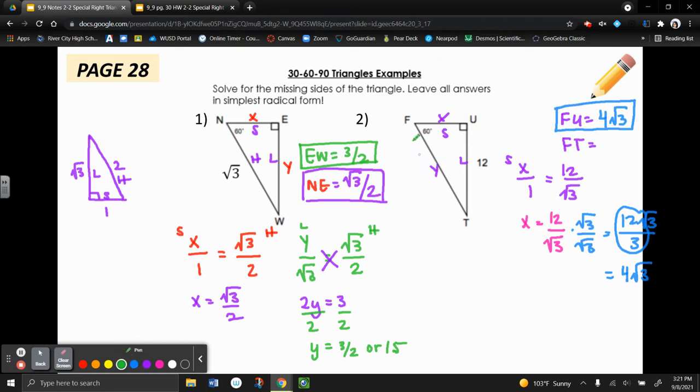All right, now let's solve for FT, which is y, and that's the hypotenuse. So I'm going to match that up with the hypotenuse here. So y over 2, the hypotenuse, and then again, I'm going to use the same ratio here, 12 over the square root of 3, which is the long leg. All right, this one we are going to have to cross multiply. So we have y times the square root of 3 is equal to 12 times 2, which is 24. And then we're going to divide both sides by the square root of 3.